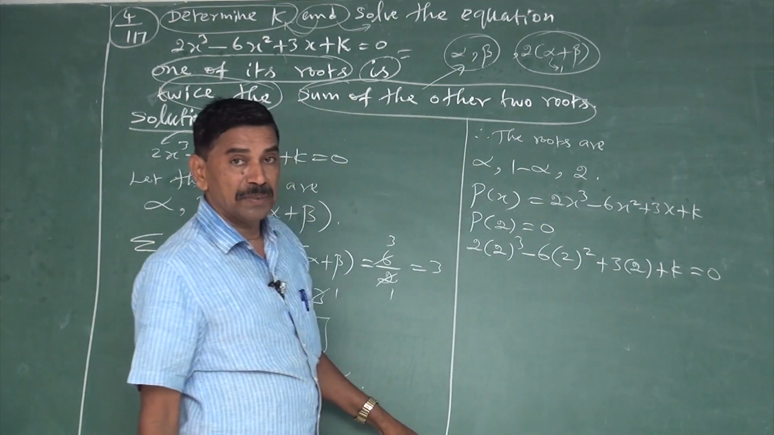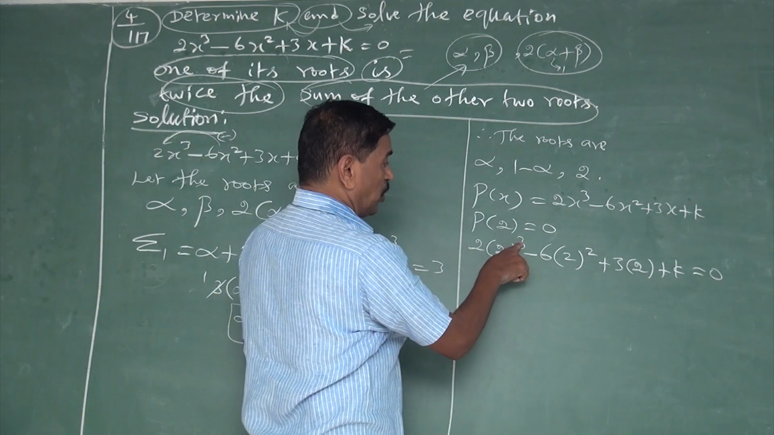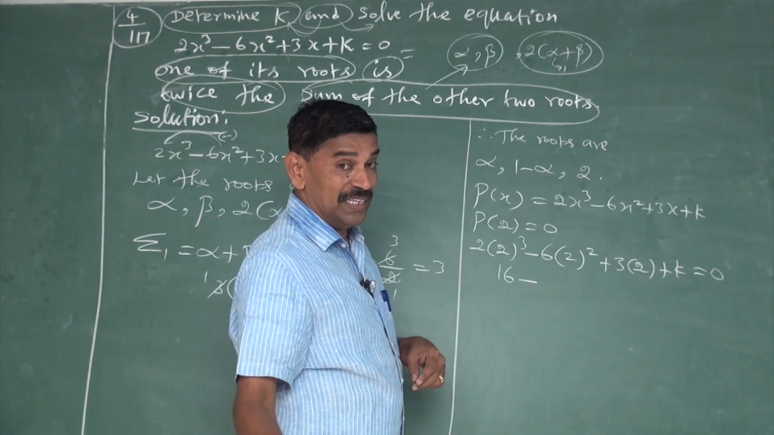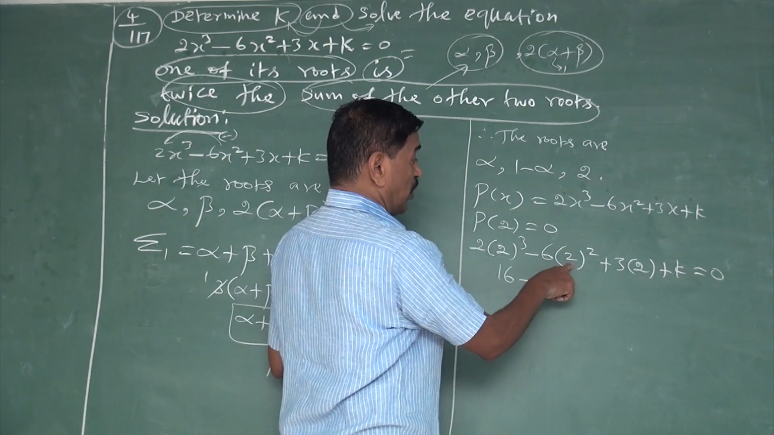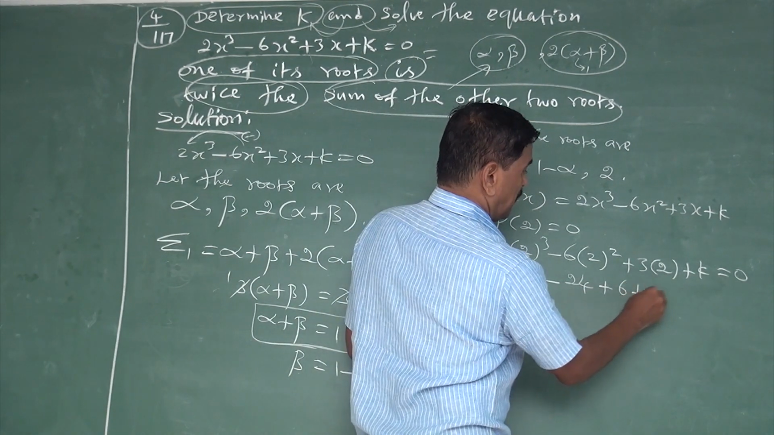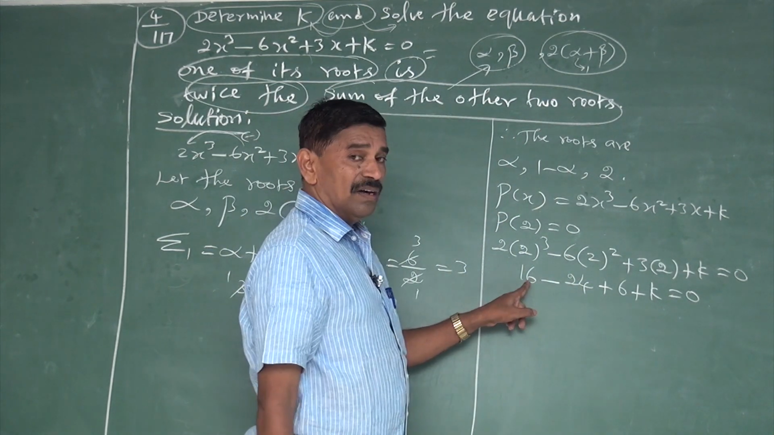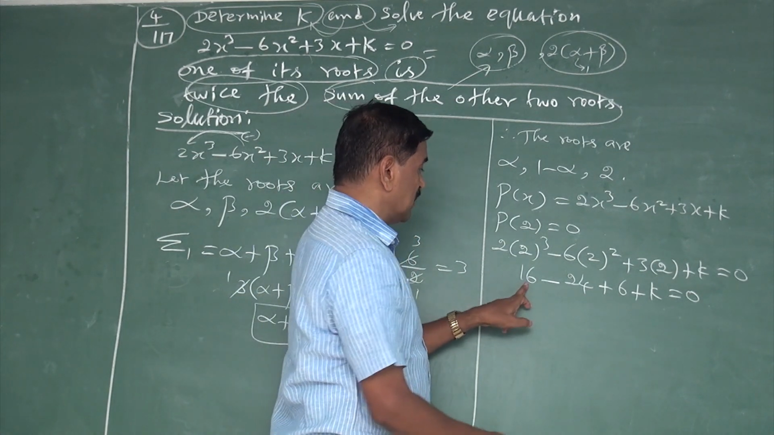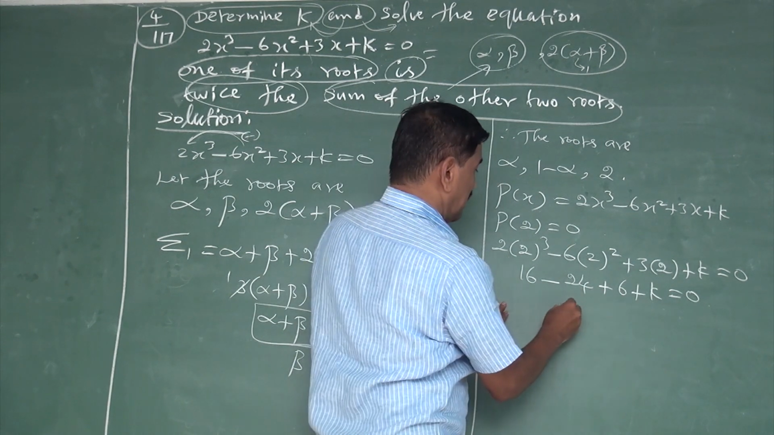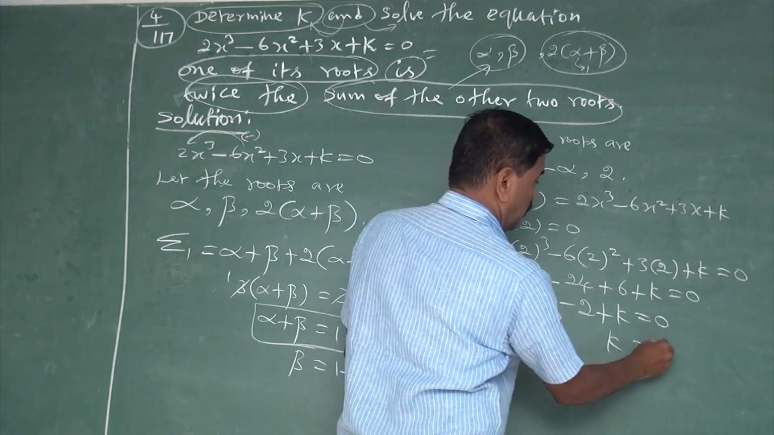Now, simplification. 16, because 2 cube equal to 8, so 2 8s are 16, minus 24, because 2 square is 4, 6 fours are 24, so minus 24, plus 6, plus k, which is equal to 0. Simplification is very simple. Minus 2 is the answer, because 16 plus 6 equal to 22, 22 minus 24 equal to minus 2. So minus 2 plus k equal to 0. Can you tell me what is k? K equal to 2.